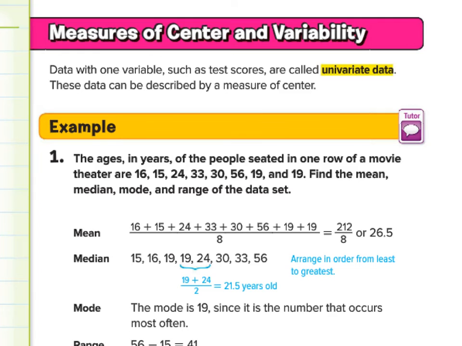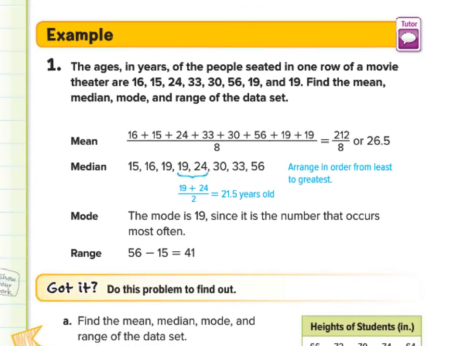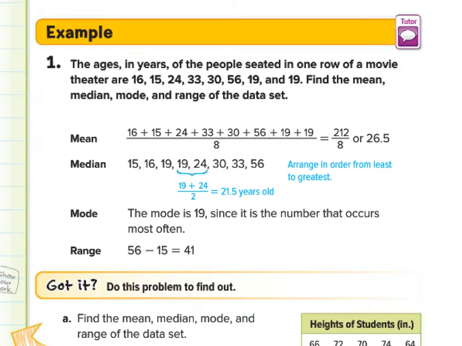Now here, let's get familiar with measures of center and variability. Data with one variable, such as test scores, are univariate data. Uni meaning one, and variate meaning a variable or a number that changes. So only one variable. Univariate data. These data can be described by a measure of center. And here's what we mean by that. So we have just one set of information, one set of data.